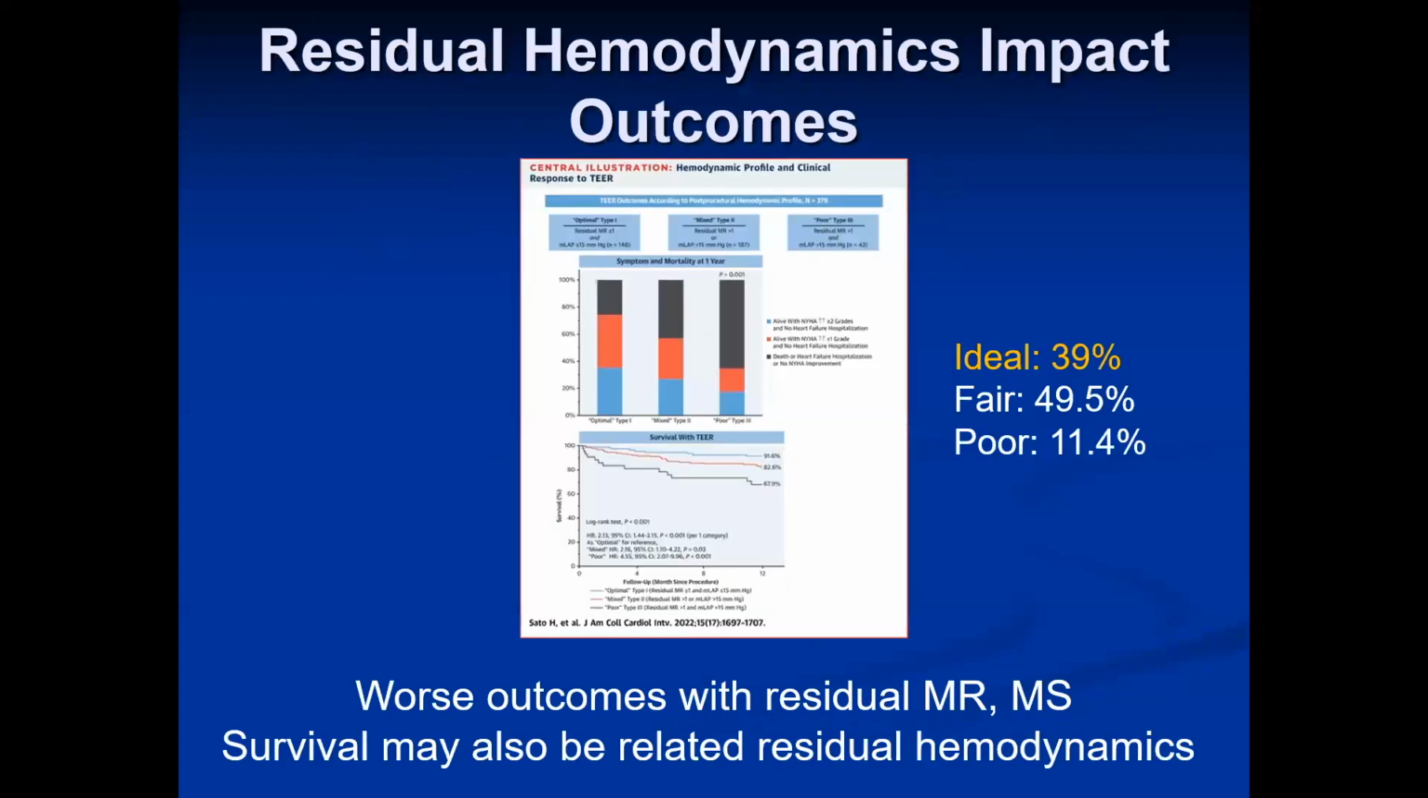So if you look at survival curves, as the hemodynamics deteriorate from an excellent outcome to a poor outcome, there is significant mortality. You see that by the end of 1 year, the mortality for somebody who had a poor hemodynamic outcome is about 30 to 40%.